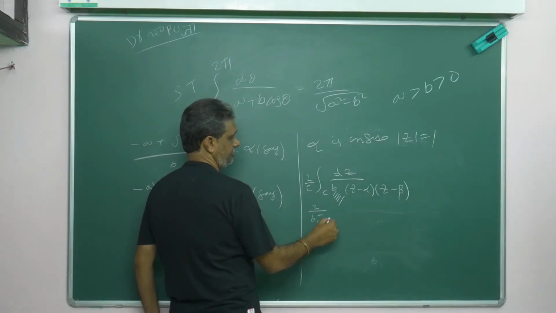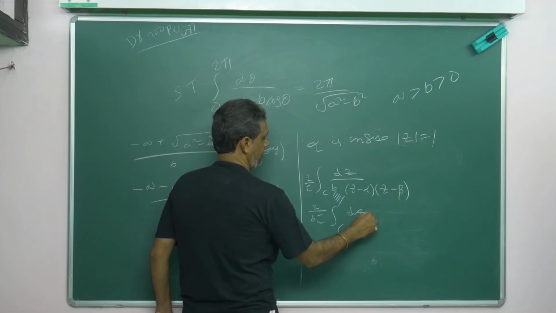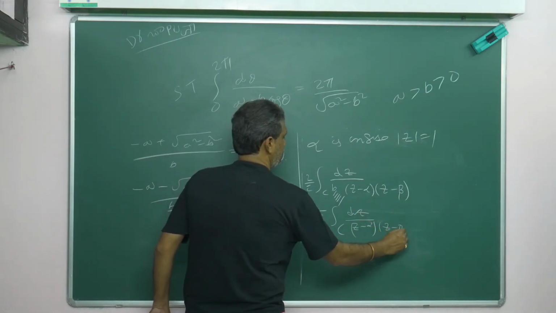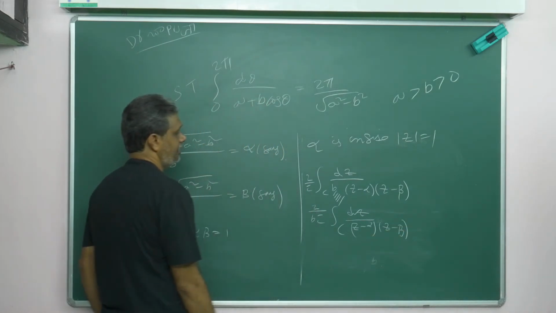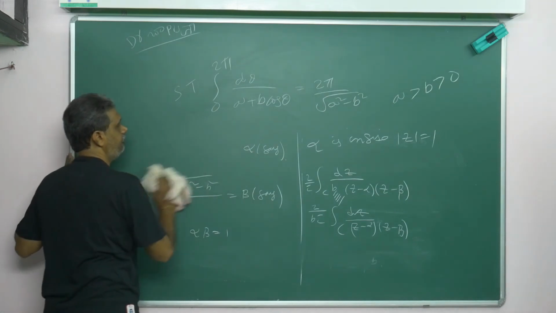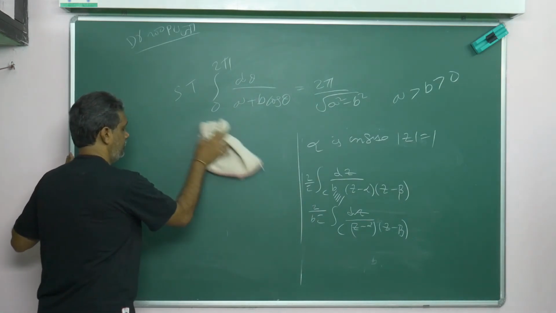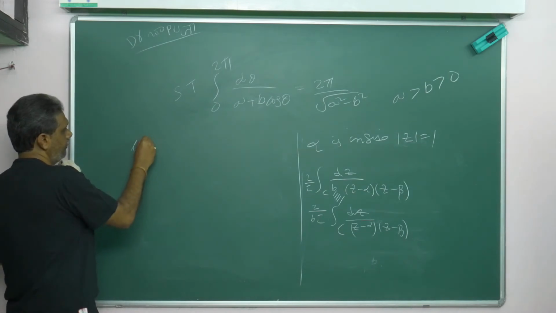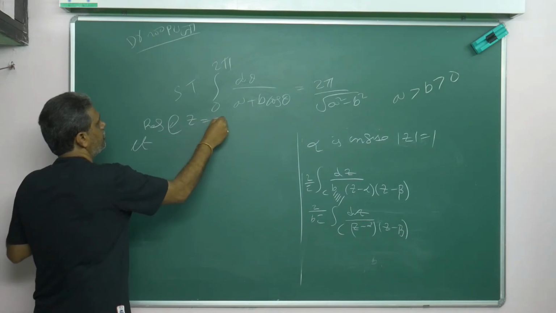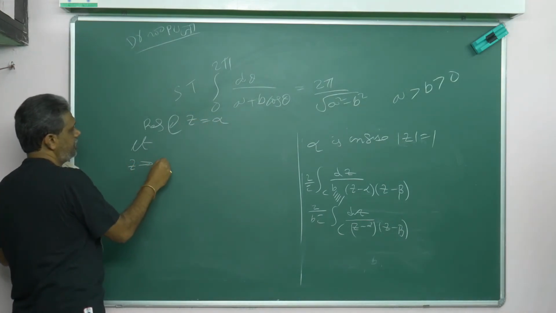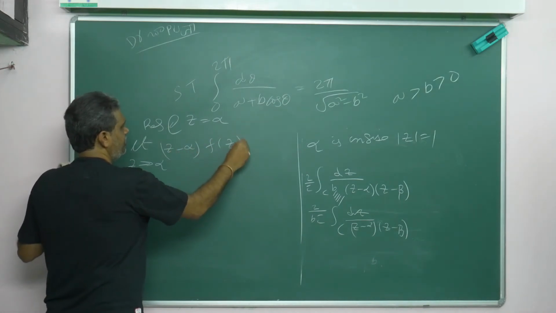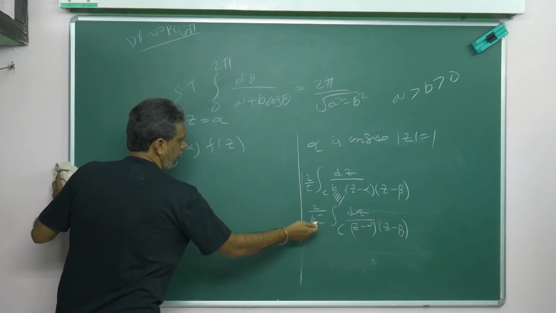Finally you can multiply this. See, dz by z minus alpha, z minus beta. Now we can find the residue at alpha. If you find the residue at alpha, what will you get? Residue at z is equal to alpha: limit z tends to alpha, z minus alpha into f of z. This whole thing you can take as f of z.